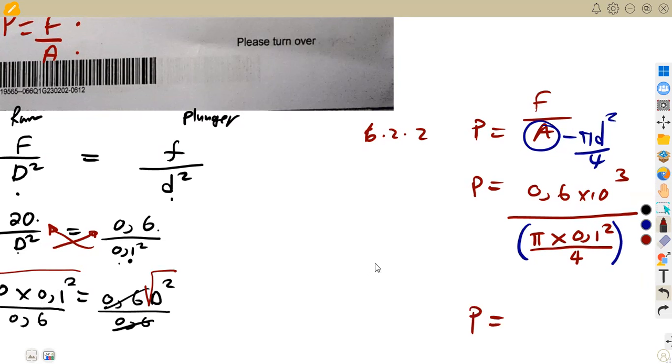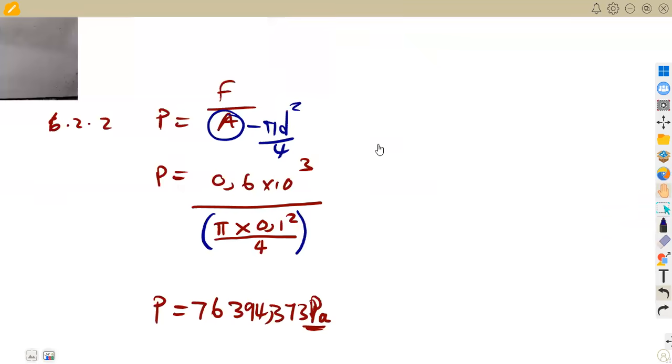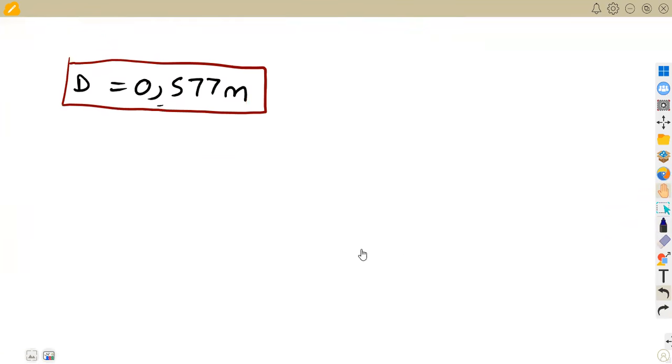In this case, we are going to obtain 76,394,373 pascals. Remember, pressure is given in what? In pascals. Or you can write in kilopascals. That would be 76,394 kilopascals if you want. All right. Or like I was saying, we could have calculated this from the ram diameter here.